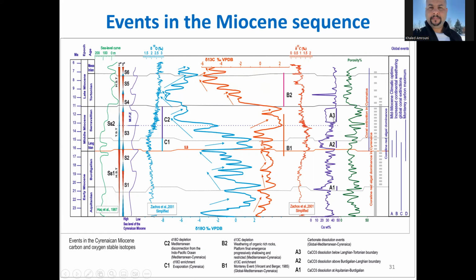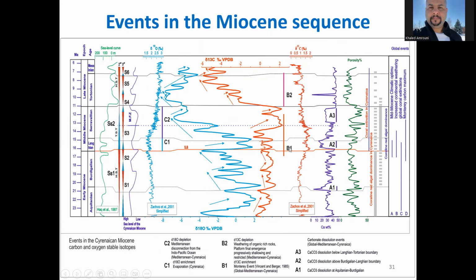And this decrease in calcium is associated with an increase in porosity. A1 decrease, porosity increase. A2 decrease in calcium, increase in porosity. A3 decrease in calcium, increase in porosity. And we call these zones the solution zones, some of them global, some of them local.